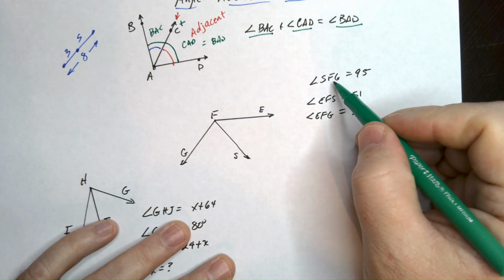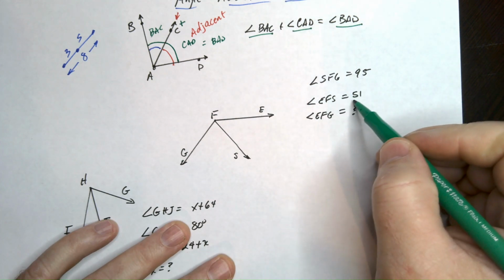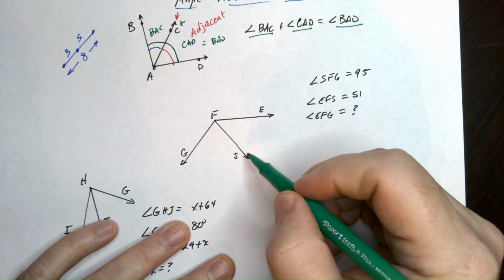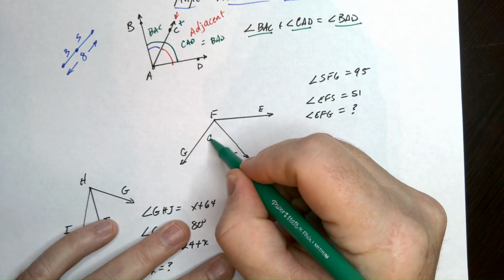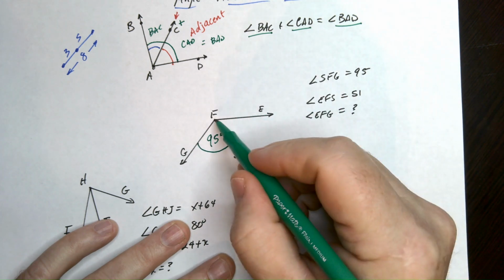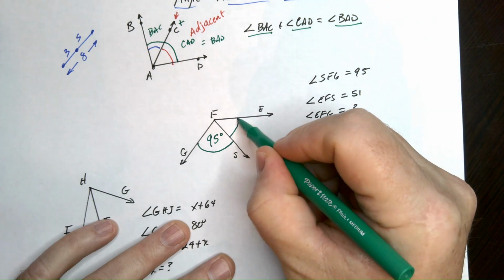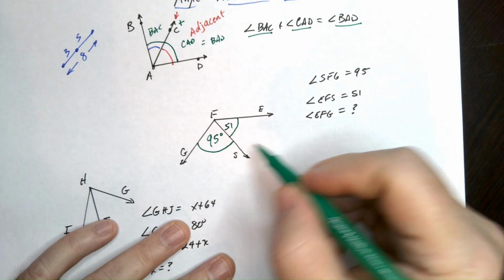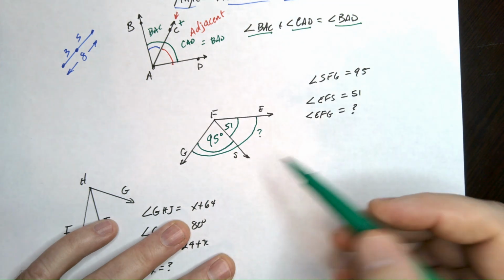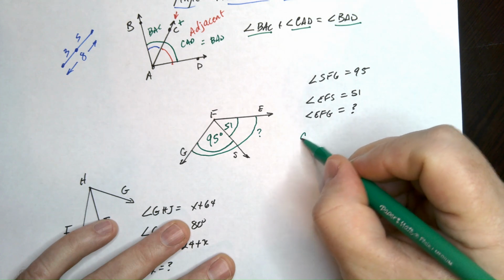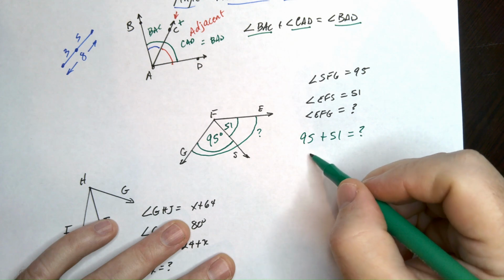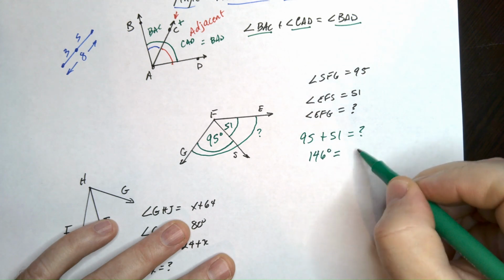So this one says SFG is 95, EFS is 51, and EFG is the thing we got to find. So SFG, let's go ahead and take SFG. That's this one right here. That's 95. From here to here is 95. EFS, so that's the other small angle. It's 51. And we have to find EFG, which is the entire thing. That's what we got to find. So this angle plus this angle equals the whole thing. So all we got to do is add them up. So that's going to be 146 degrees is equal to angle EFG.